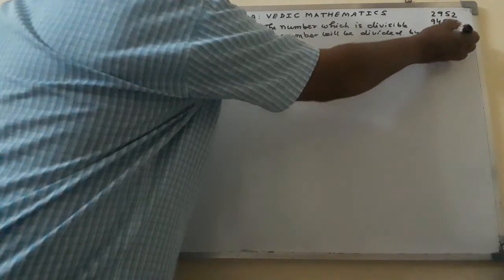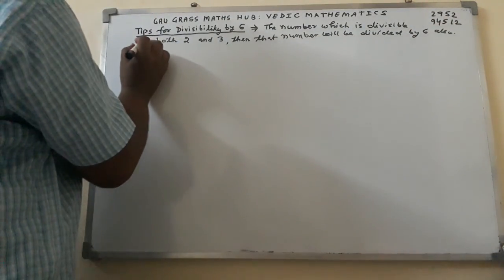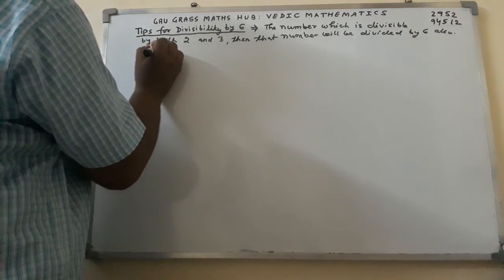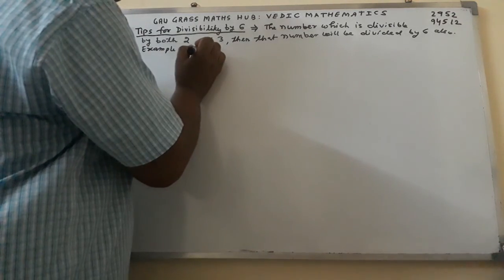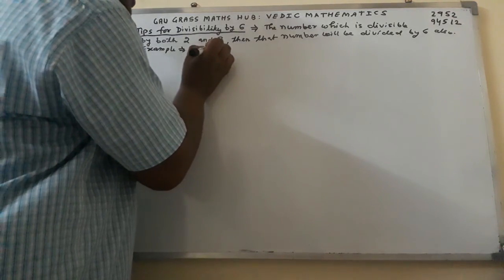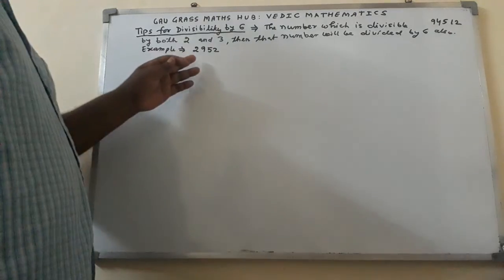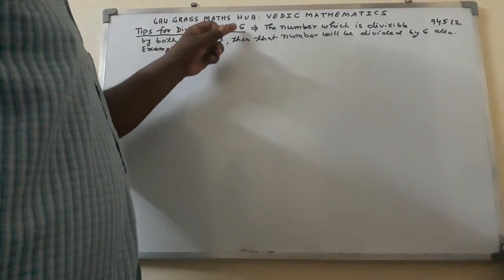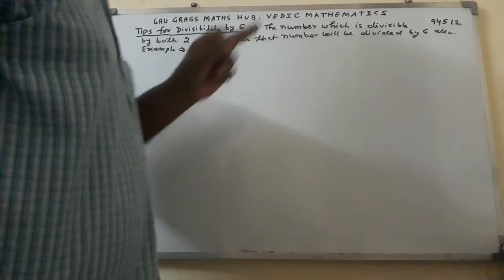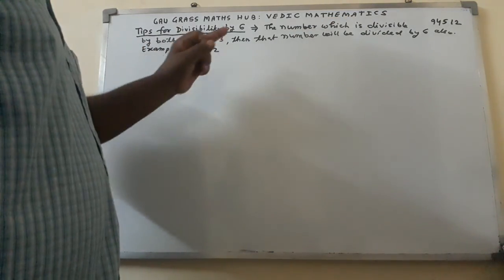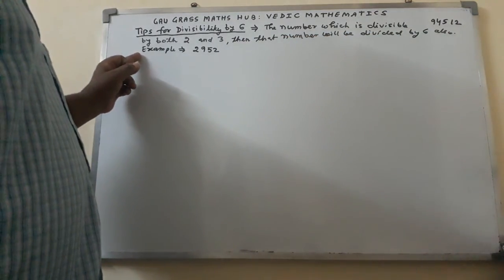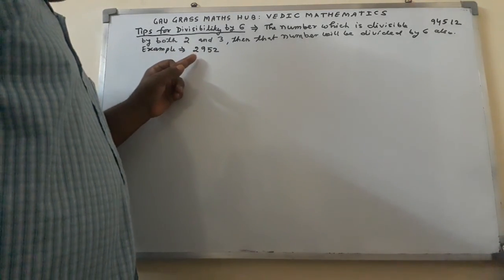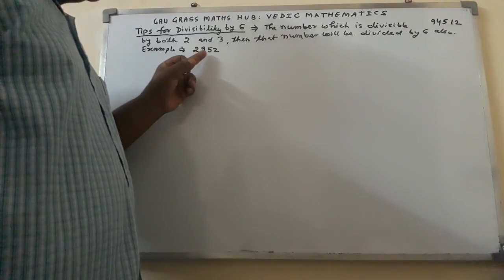Let us take an example. For example, if I take a number 2952, here you can see is for divisibility by 6. The number which is divisible by both 2 and 3, then that number will be divisible by 6 also. For example, I have taken a 4-digit number, 2952.